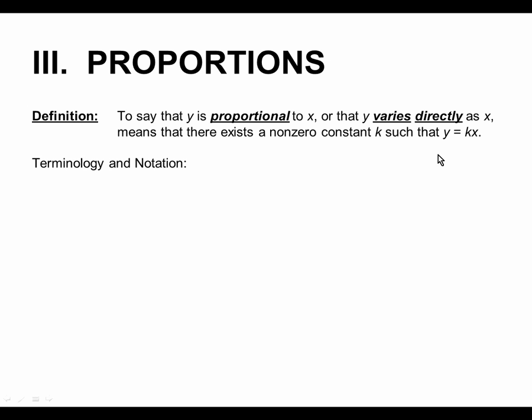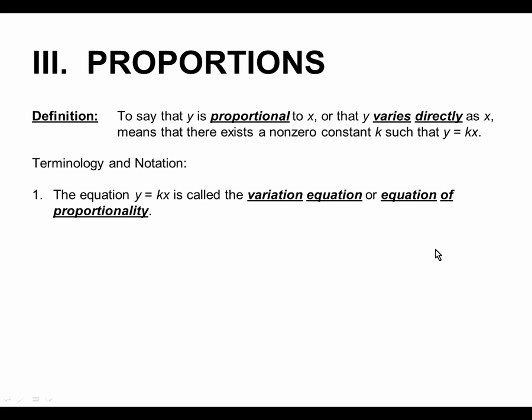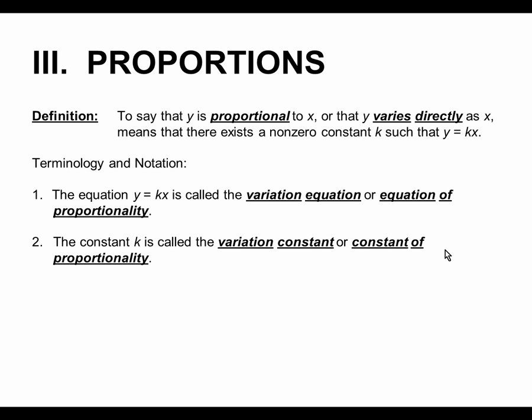The terminology and notation for all this, proportional and varies directly. Number one, the equation y equals k times x is called the variation equation or equation of proportionality. Again, notice it's incredibly simple. The constant k is called the variation constant or constant of proportionality.